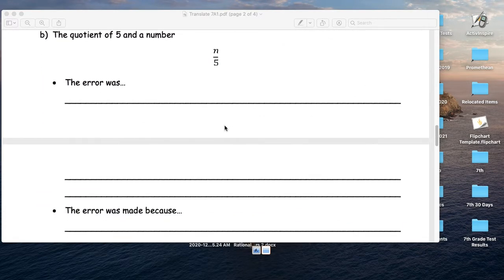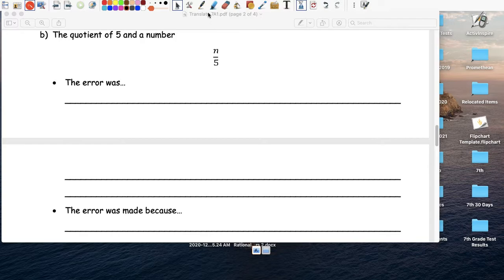Another one: the quotient of 5 and a number. The error was he wrote n divided by 5. That's not what they want. They want 5 divided by a number. Why did he make the mistake? That's a good question, I don't know.